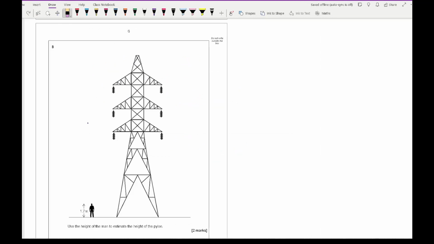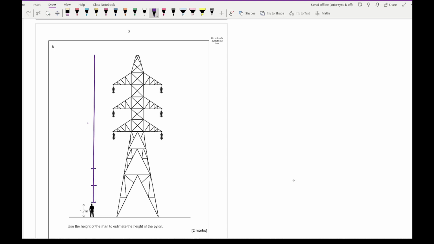Moving on to question 8, it says use the height of the man to estimate the height of the pylon. What we need to do here is draw as straight a line as possible, like so. Let me just extend that line a little bit more so it's actually hitting the guy on the head. And what we want to see is how many, if we just replicate that, I don't know why that's disappeared, so let me just bring that one back.